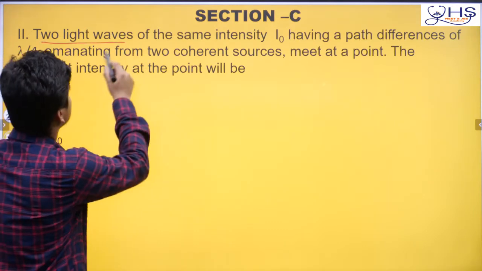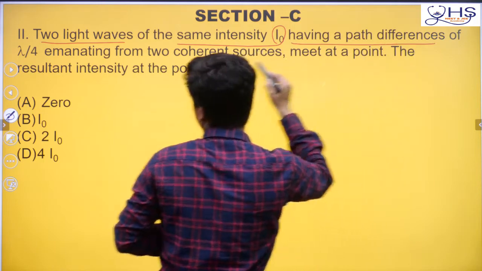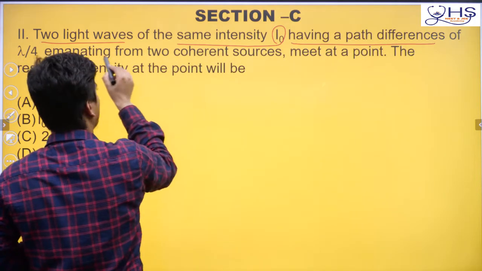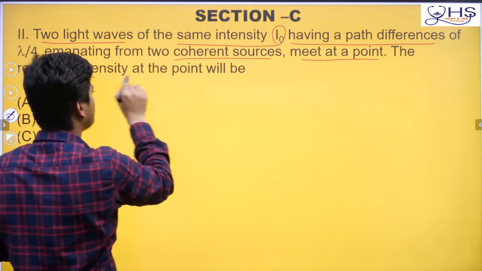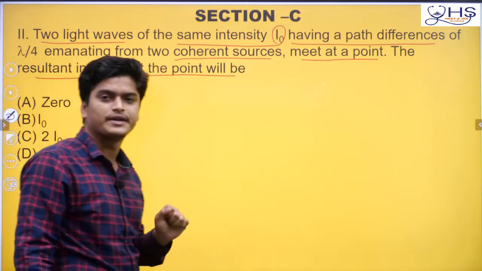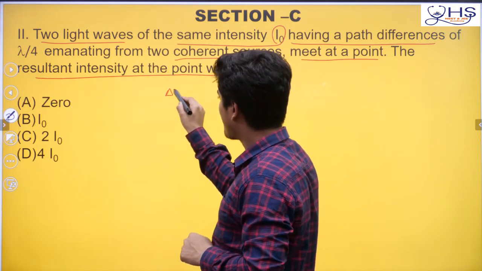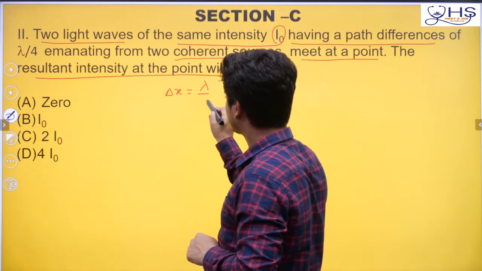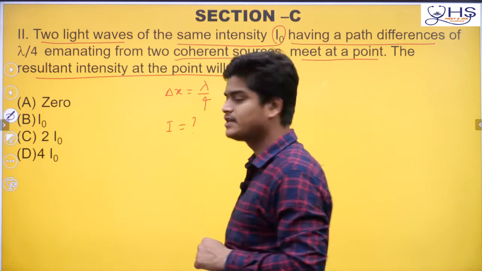Two light waves of the same intensity I naught, having a path difference lambda by 4, emanating from two coherent sources, meet at a point. The resultant intensity at that point will be how much? So 0, I naught, 2 I naught, 4 I naught are given. Now listen here. So here they have given path difference, that is lambda by 4, and they are asking what will be the resultant intensity I.